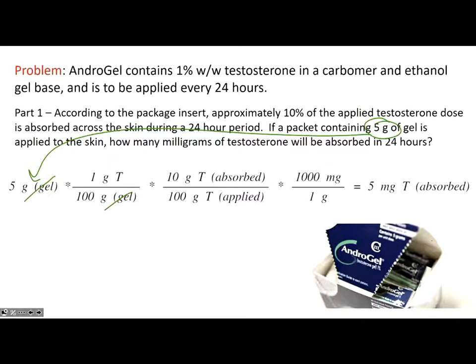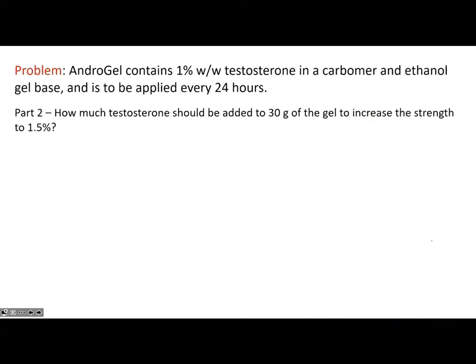So I multiply my grams applied by 10 grams absorbed over 100 grams applied, and I basically then just get grams of testosterone absorbed. That's my answer, except I wanted milligrams, so the last step is to convert grams to milligrams by multiplying by 1,000 milligrams per gram. And you do the math from left to right, you get 5 milligrams of testosterone actually gets absorbed from your 5 grams of this 10% ointment, or gel, I should say. Okay? All right, that was the easy one.